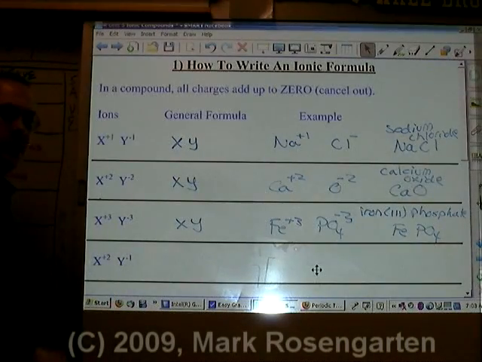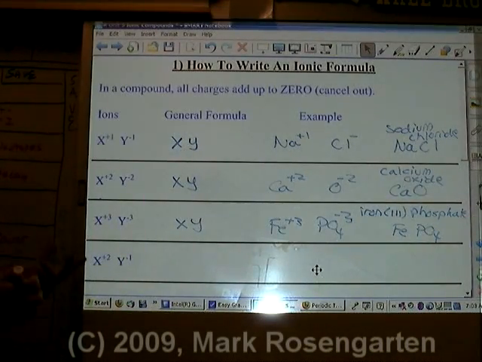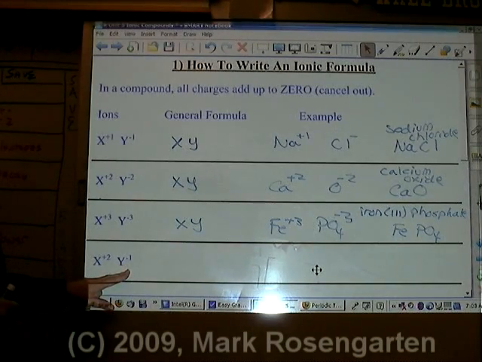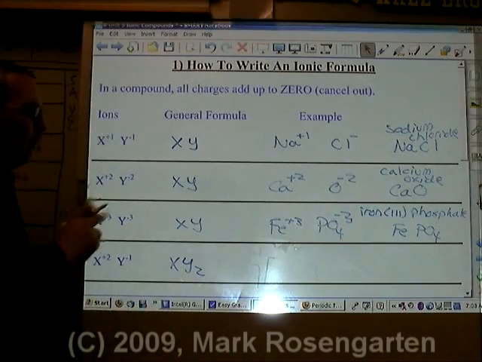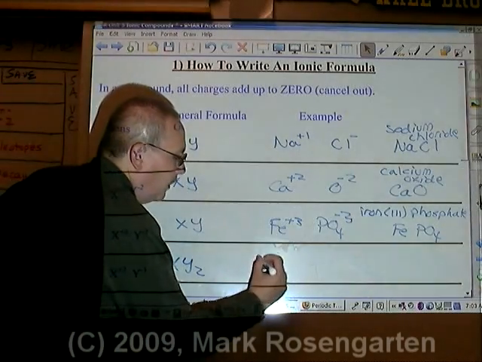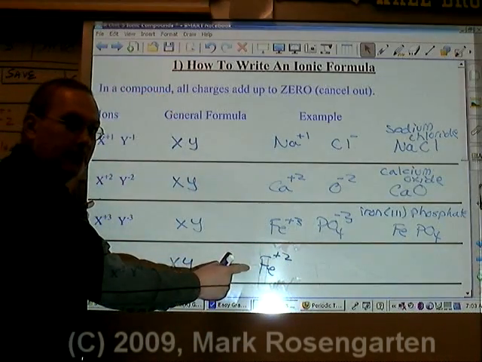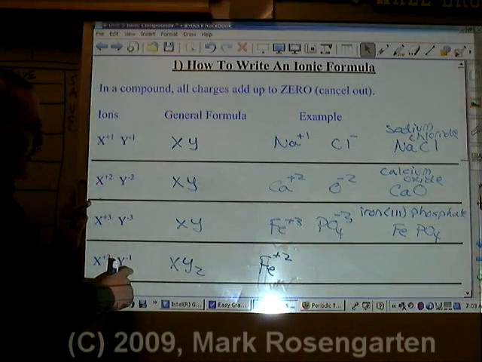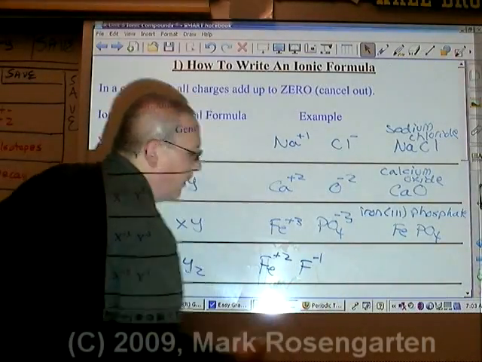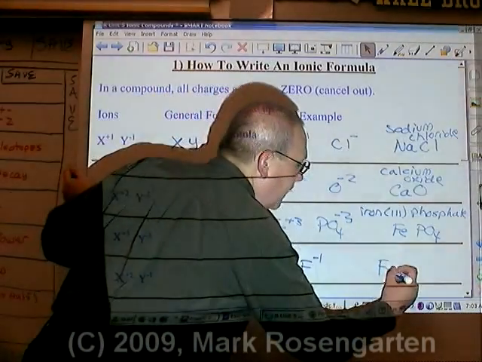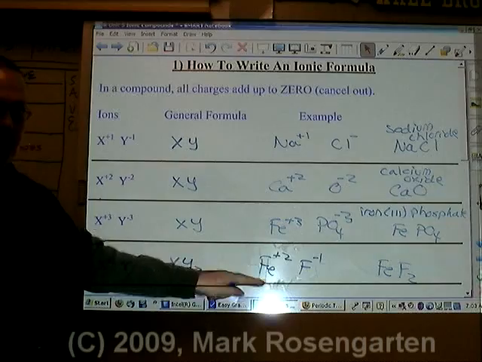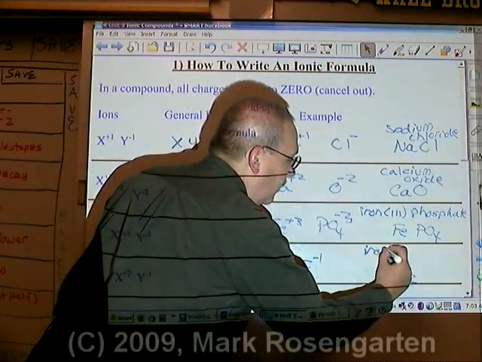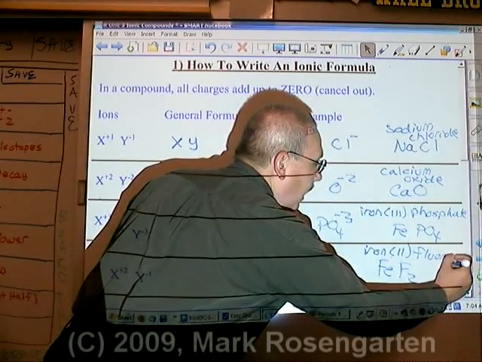X +2 and Y -1. Now these guys don't cancel each other out. So what you do is ask yourself, how many of the smaller charge do you need to cancel out one of the larger charge? Well, it takes two -1s to cancel out a +2, so the formula is XY2. For example, if we have iron +2, remember iron has two possible charges, this is one of them, and let's say we have fluoride, F -1, then the formula will be FeF2, because it will take two of the smaller charge to cancel out one of the larger charge. The name of this compound is iron 2 fluoride.